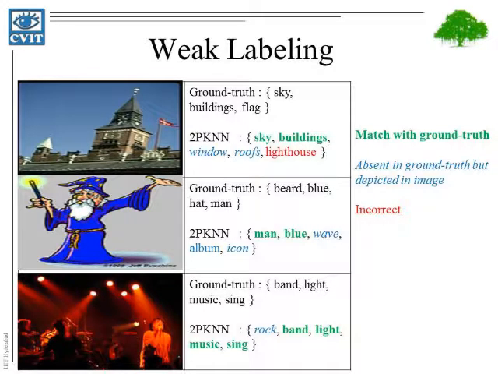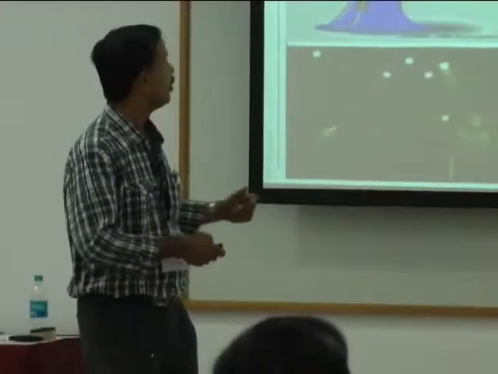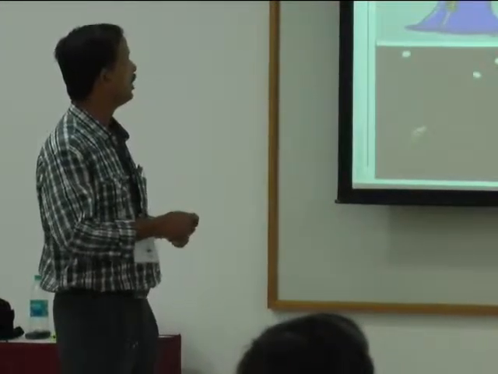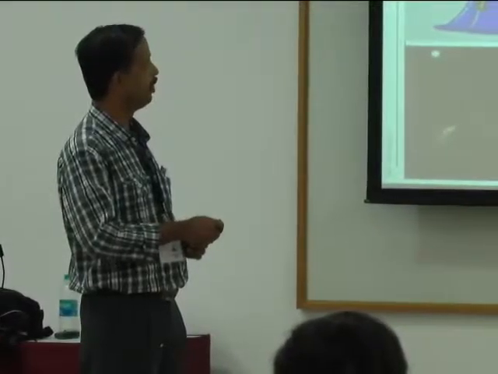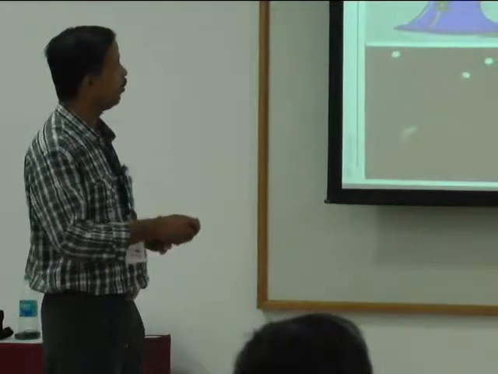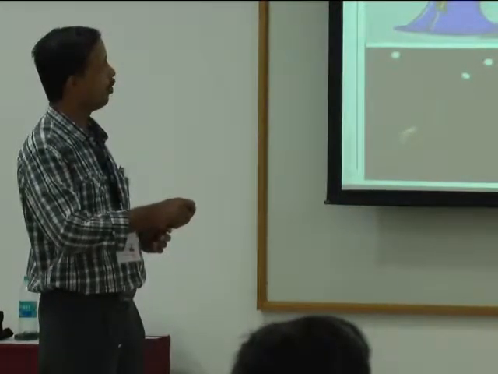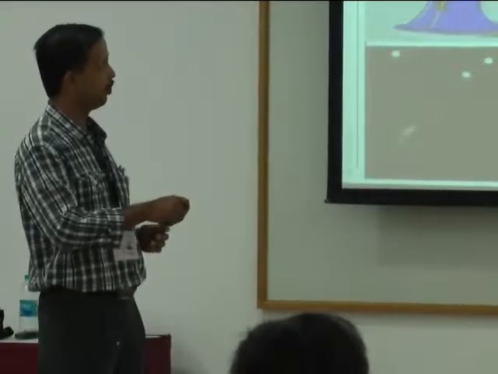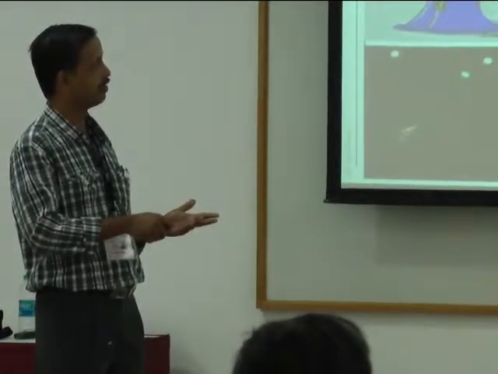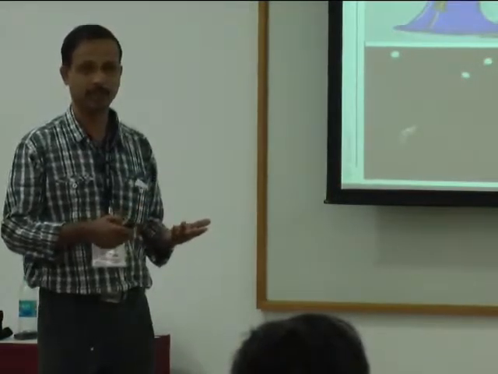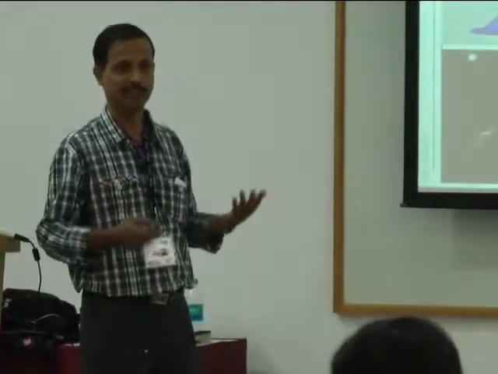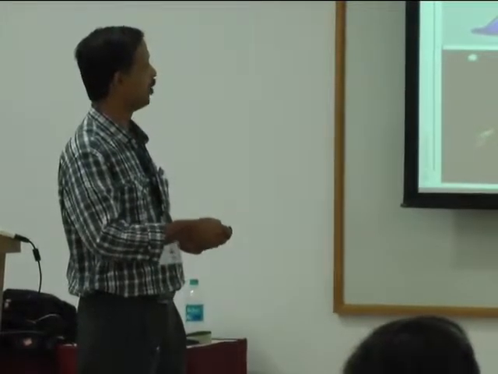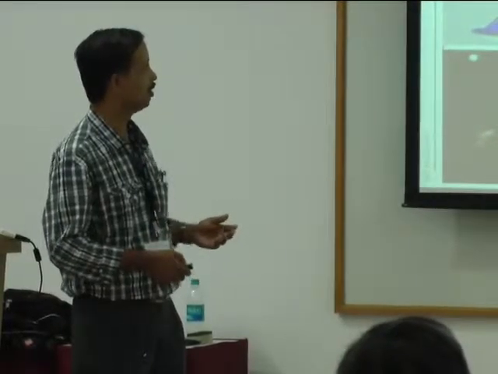Now, if you look at the annotations very carefully, there is the weak labeling issue that we talked about. This is an image. The method gave an output something like sky, buildings, window, roofs, and lighthouse. If you look at the ground truth, it actually had overlap with sky and building. But window and roof, though present, are absent in the ground truth but depicted in the image. So the person who annotated thought there is no need to annotate these things. Basically these are correct, but we can't measure it because the ground truth doesn't allow you to do that. And there are also incorrect annotations, such as lighthouse or something of that sort.